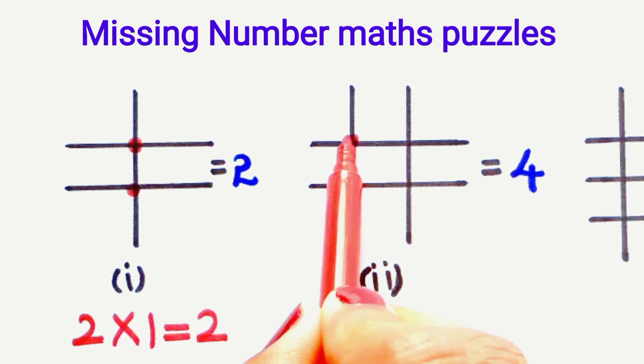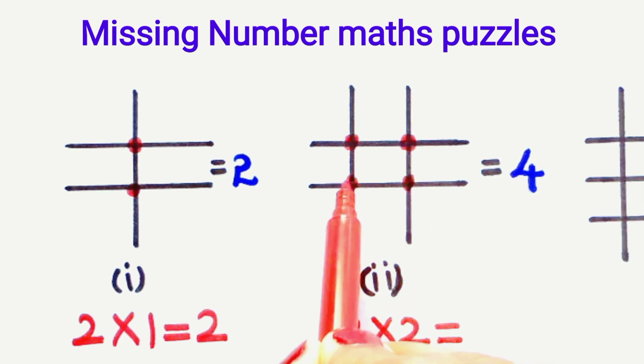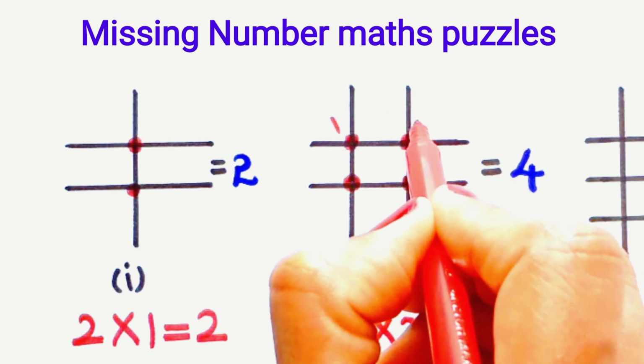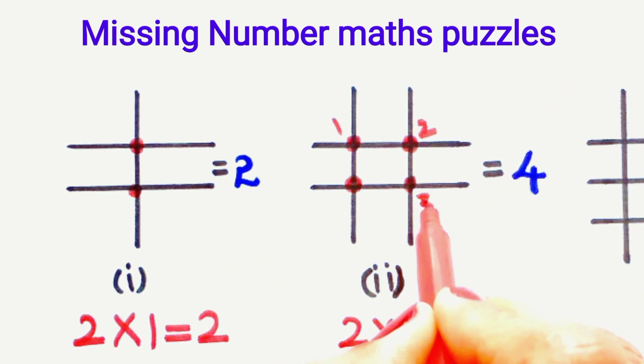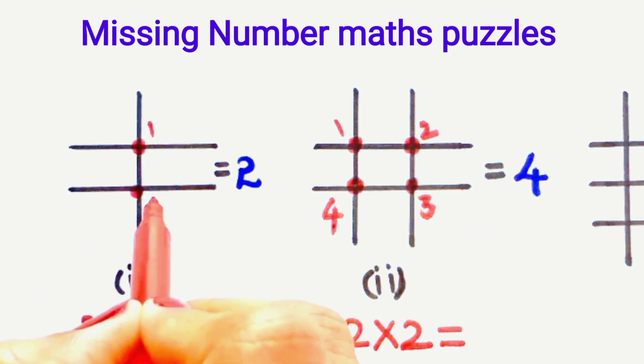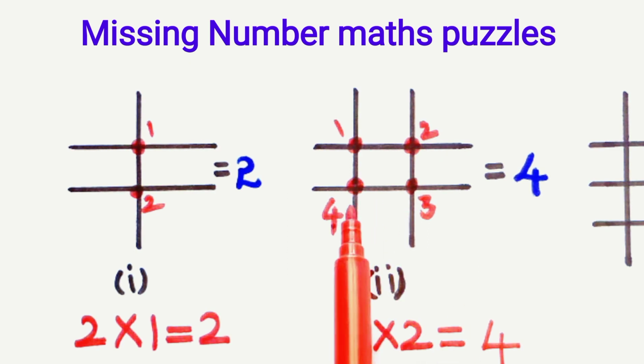Here 1, 2, 3, 4. So 2 multiplied by 2. 2 horizontal lines multiplied by 2 vertical lines gives 4 intersecting points. 2 2s are 4. So there are 4 intersecting points in this figure 2.